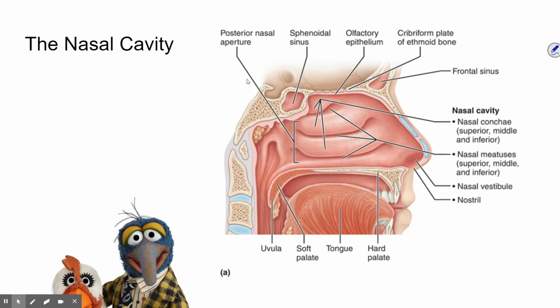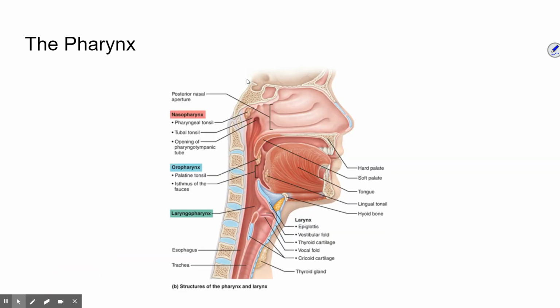And again, they also help warm and moisten the air. They also are a very important part of our speech. They can also serve in that resonating capacity. So next we'll look at the pharynx.